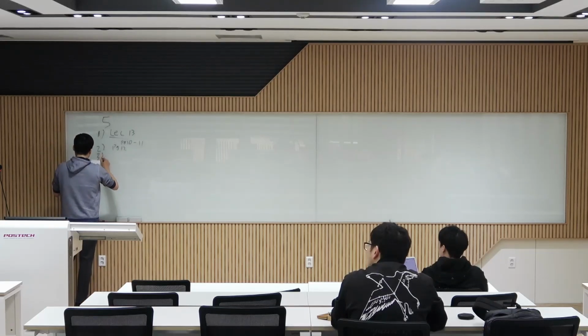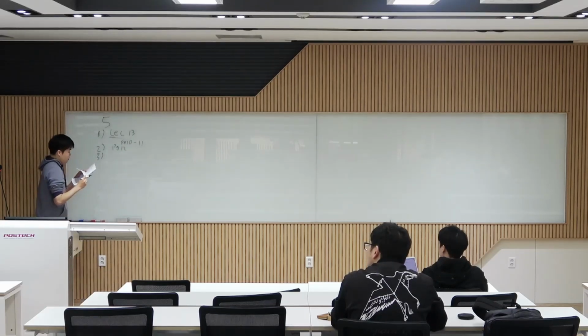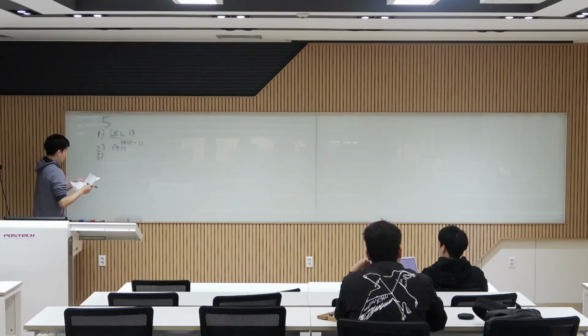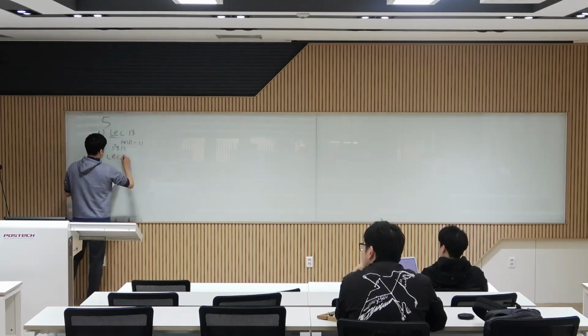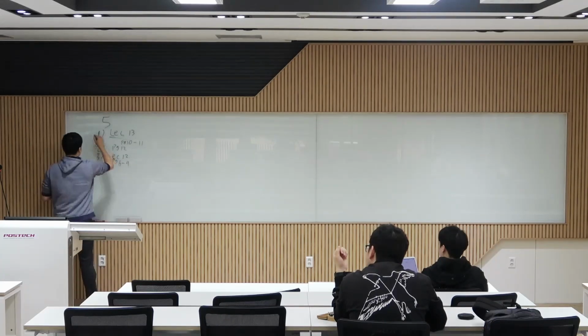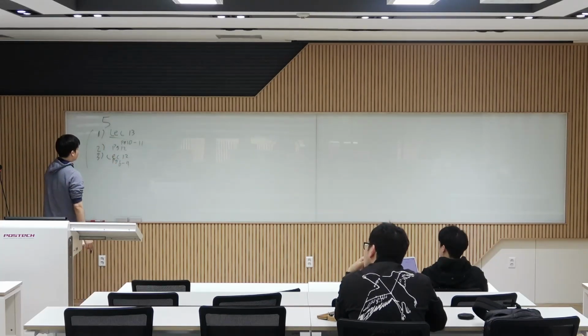And for number 3, derive the Fisher discriminant analysis from scratch. This is in lecture note 12 from page 6 to 9. So for problem number 5, you may check this lecture note to find out the answer.